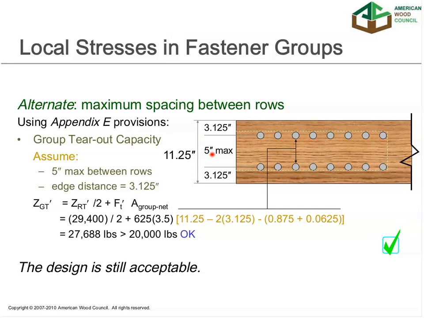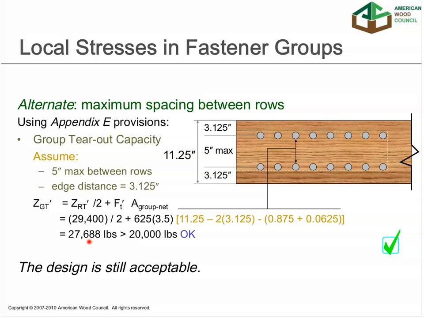But when we move that out, what we've done is we've basically increased the area here along this cross section. And so, in effect, we've increased the capacity by about 7,000 pounds. So you can see it's a pretty significant increase just based on increasing the spacing between fasteners by, what, 1 1/4 inches.